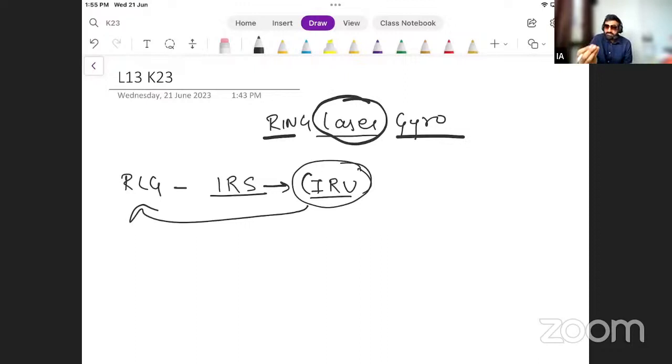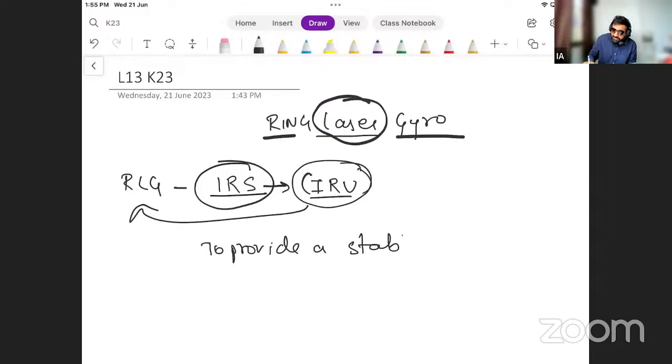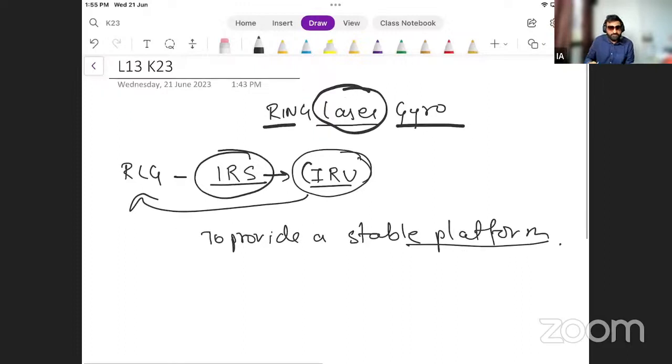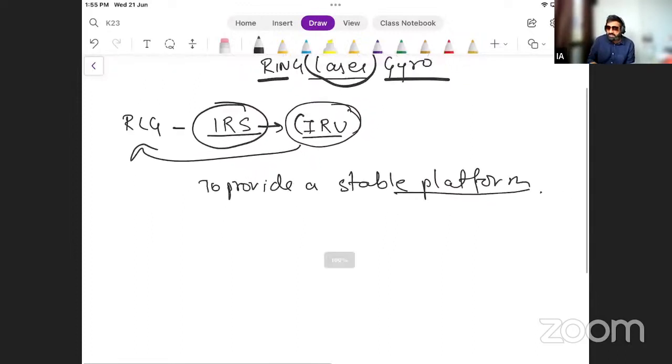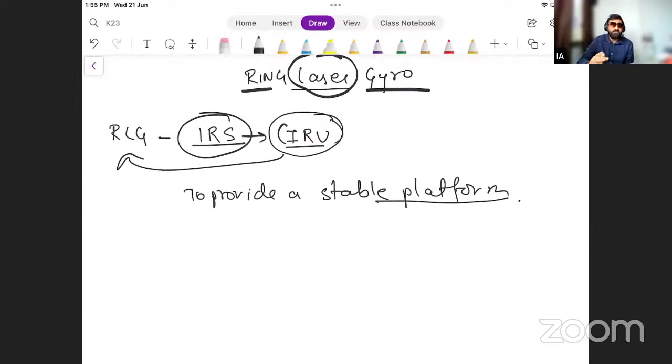With respect to ring laser gyro, this gyro is used in the inertial reference system to provide a stable platform. A stable platform is required for the inertial reference system to give us the data that the inertial reference system gives. Now, what is this data? The data is very important with respect to many important elements of the aircraft flight parameters.